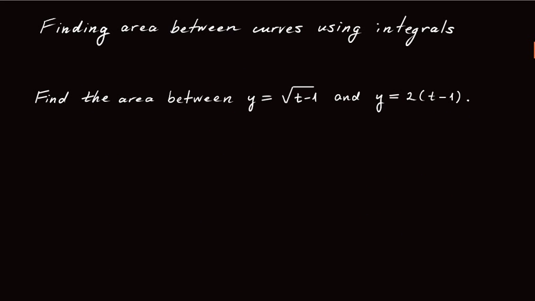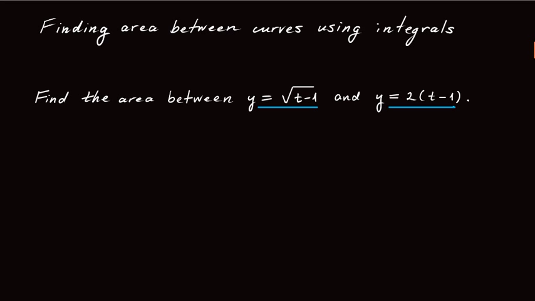One more example. In this example, we're not actually given the graphs of the functions. We're just given formulas for the functions. y is equal to the square root of t minus 1 and y is equal to 2 times t minus 1. And we're asked to find the area between these curves.